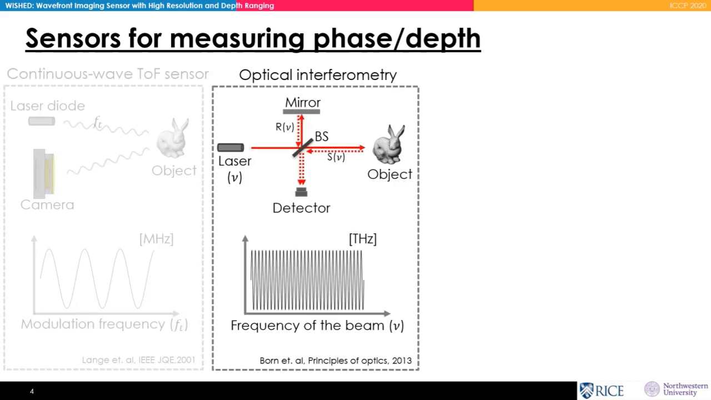Optical interferometry can also be treated as a time-of-flight camera. The detector compares the phase delay between the reference beam and the sample beam to estimate the depth. The modulation frequency is the optical frequency, which is more than 100 terahertz. With this frequency, we can achieve extremely high depth resolution. Due to the need of the reference beam to estimate the phase, the system is bulky and sensitive to vibrations.